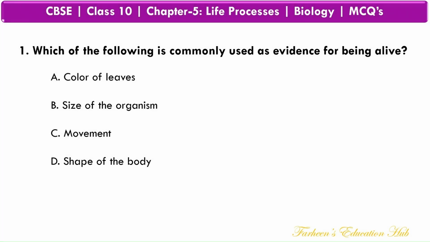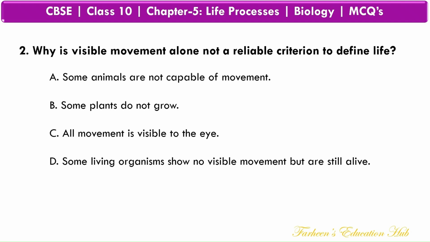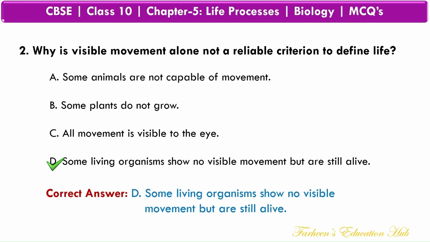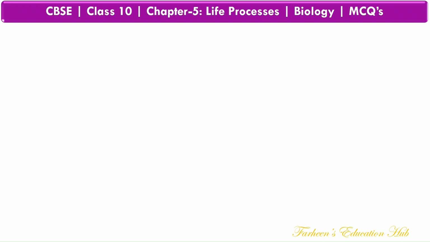Which of the following is commonly used as evidence for being alive? Correct answer. Movement. Why is visible movement alone not a reliable criterion to define life? Because some living organisms show no visible movement but are still alive, like plants.